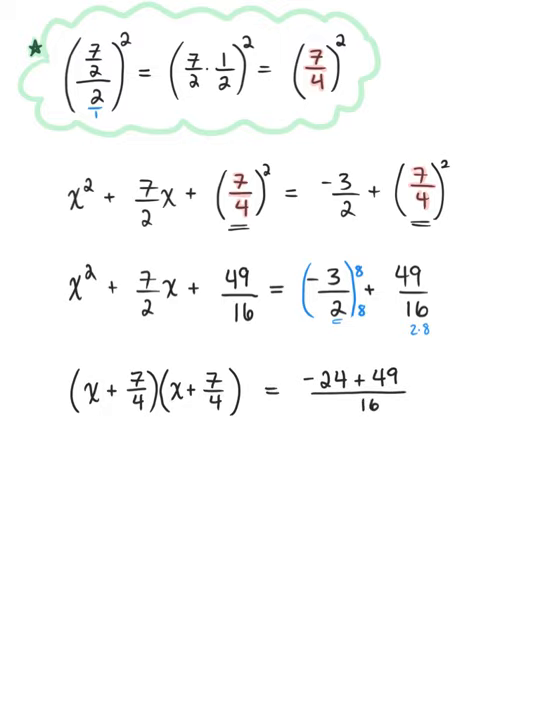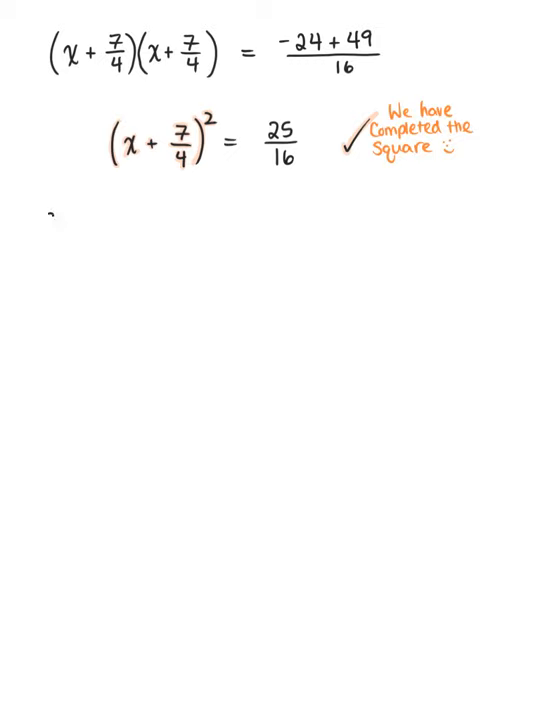And we can rewrite this further. We can see again the square of this binomial, x plus 7/4 squared. And this is equal to, we have 49 minus 24, which leaves us with 25 sixteenths. And so we have officially completed the square. Woohoo! So now that we have completed this square, we're ready to apply the square root method. So giving ourselves plenty of room, we're now going to solve for x by the square root method.